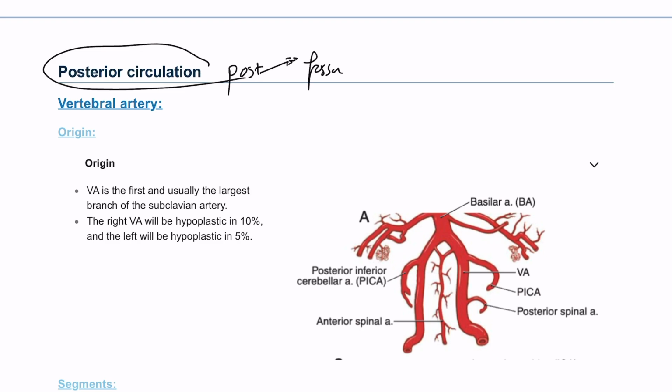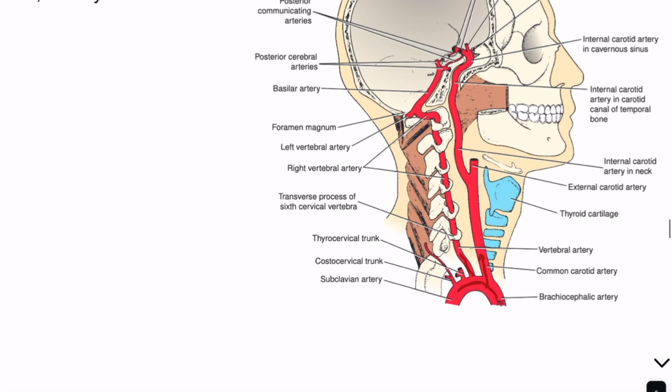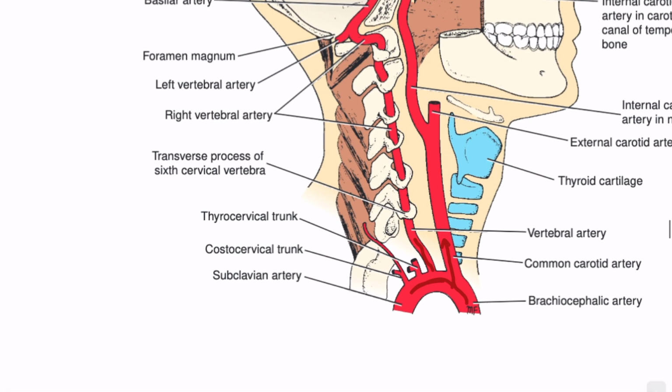And the contents in the posterior fossa include your brainstem, including midbrain, pons and medulla, most importantly the medulla, and the cerebellum. The vertebral artery is considered the first branch that arises from an artery called the subclavian artery.